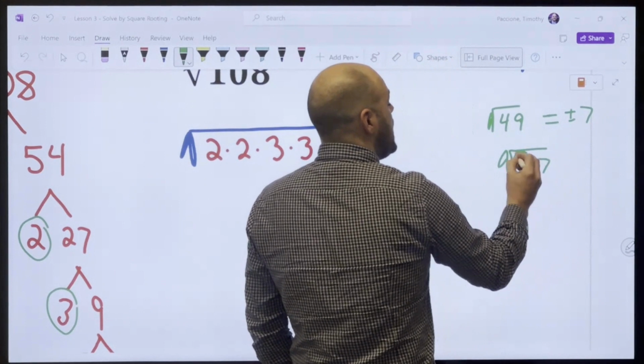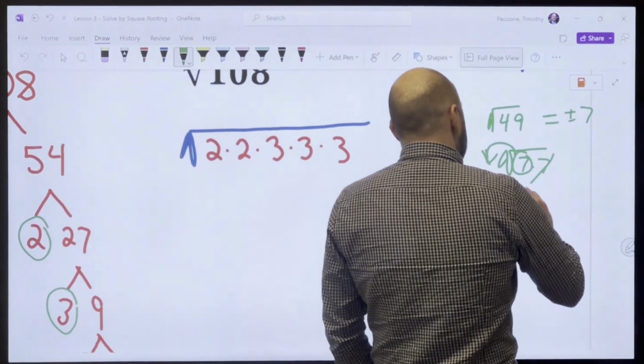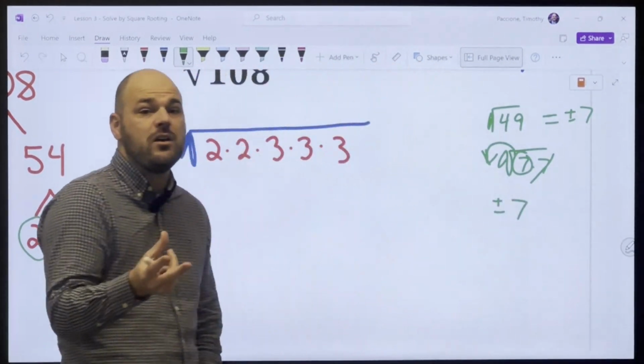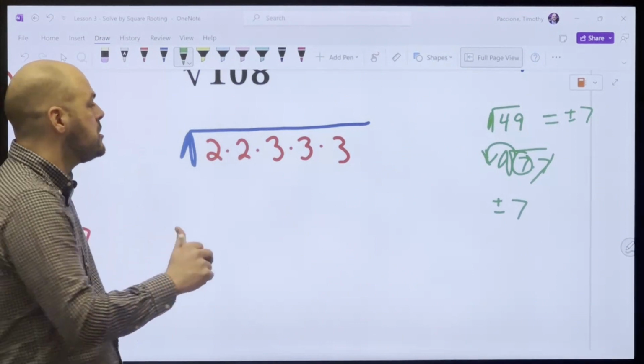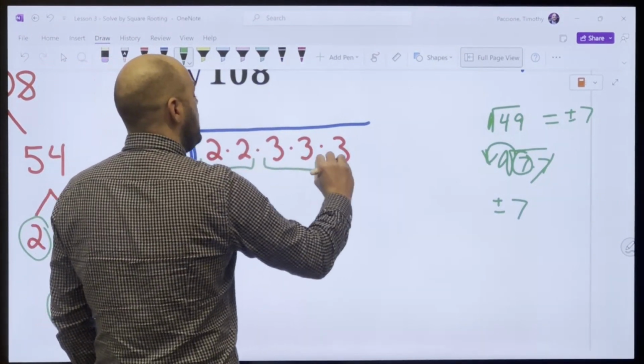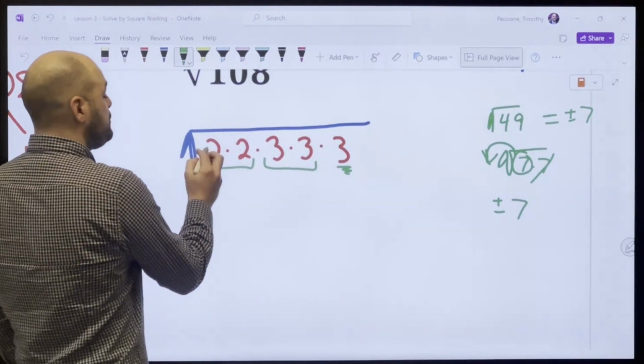Well, one of the 7s got out, and then one of them went away, right? So you had 7 on the outside, nothing left on the inside, plus or minus 7. It's a pair that was within the 49. So we're looking for pairs inside here. I get this pair, and then this one's on its own, right? So this is how it works.